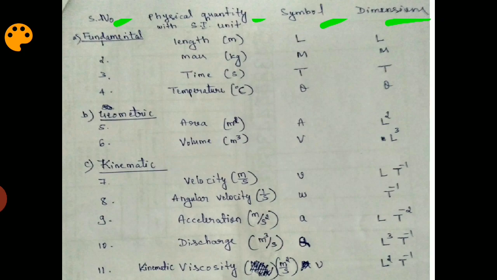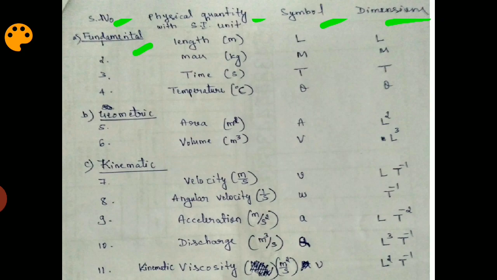The first 4 are indicating fundamental quantities, which we know are length, mass, time and temperature, with their respective SI units. For length it is meter, for mass it is kg, for time it is seconds, for temperature it is degree Celsius or Kelvin. The symbols used are L, M, T for time, and theta for temperature. The same are the dimensions or symbols used in dimensional analysis.